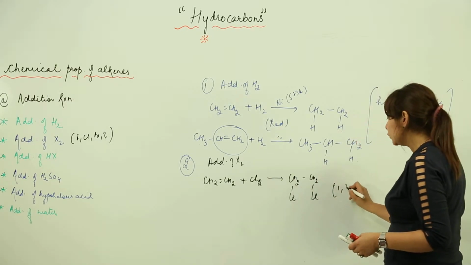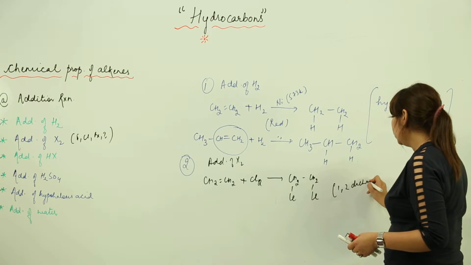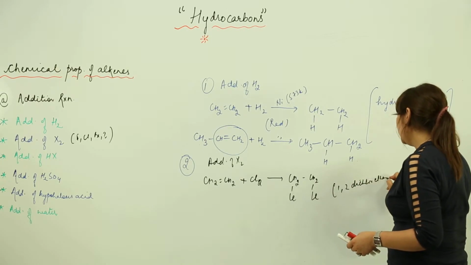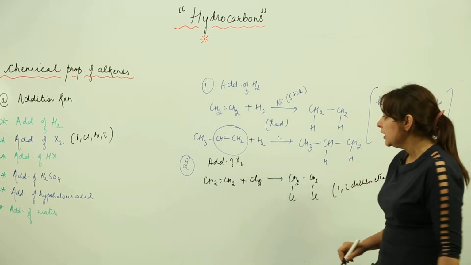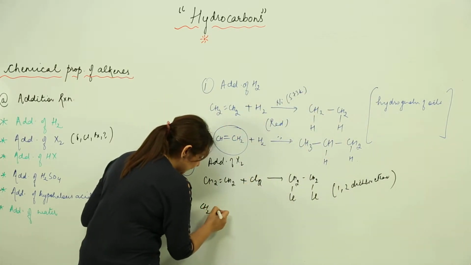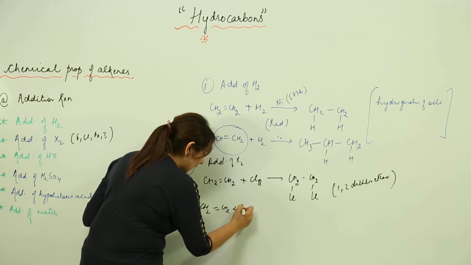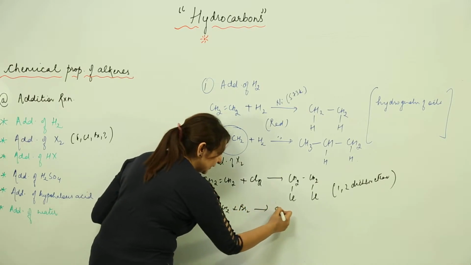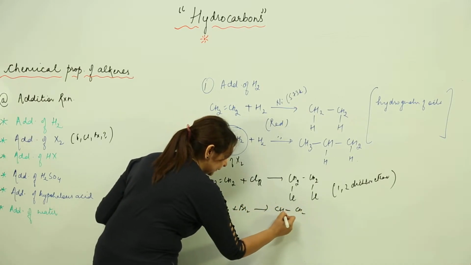What is it? It is 1,2-dichloroethane. You all know how to write the IUPAC names now. Suppose if I am going to add bromine now, so let's say this is my CH2, my ethene. I am going to add bromine. So obviously the reaction will occur in a similar manner.